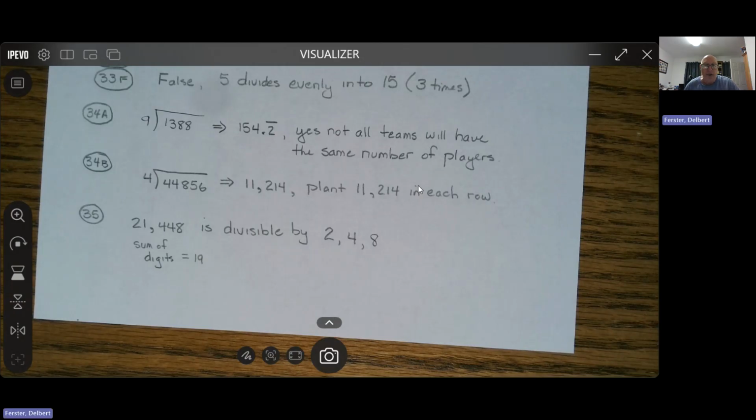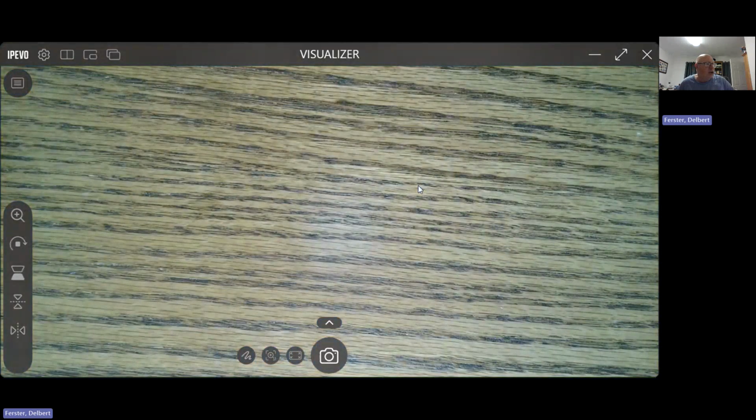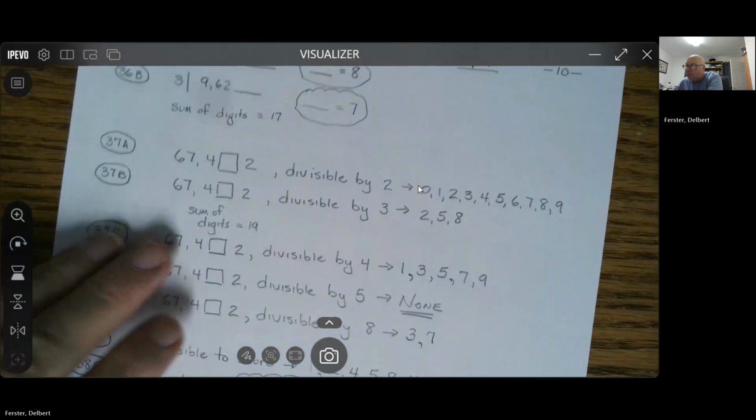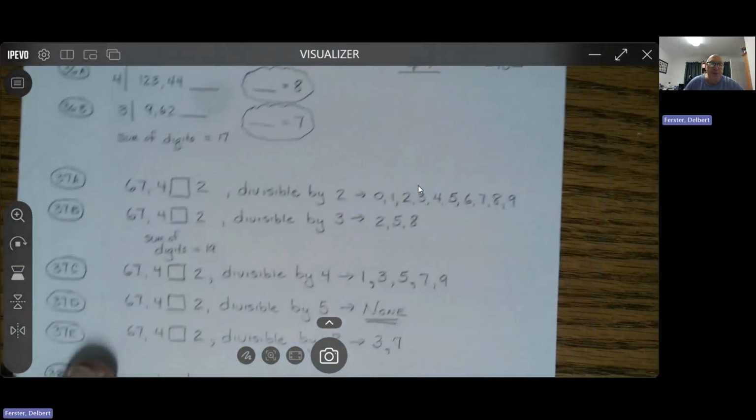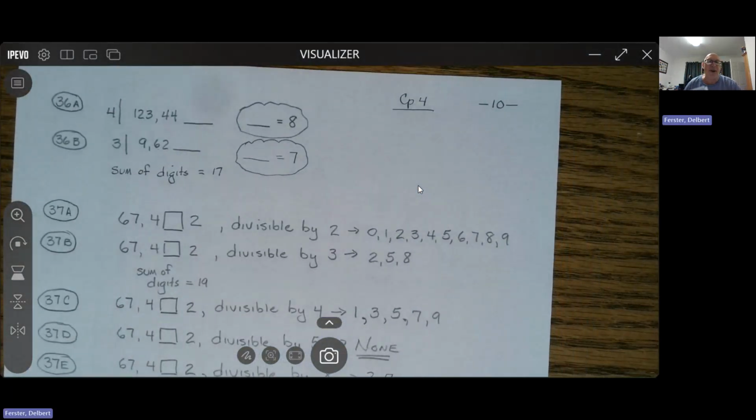36 says fill in the blank with the largest digit that you can to make this a true statement. All right, you need 4 to divide into this number. So you look at your last 2 digits, a 4 and the mystery digit. The 4 has to divide that 2-digit number. And the biggest I could create would be if you let me put 8 in that block. So 4 divides 48. So my mystery digit would have to be an 8.